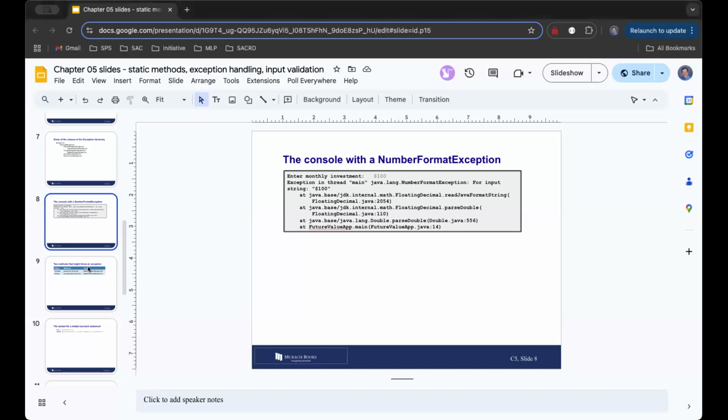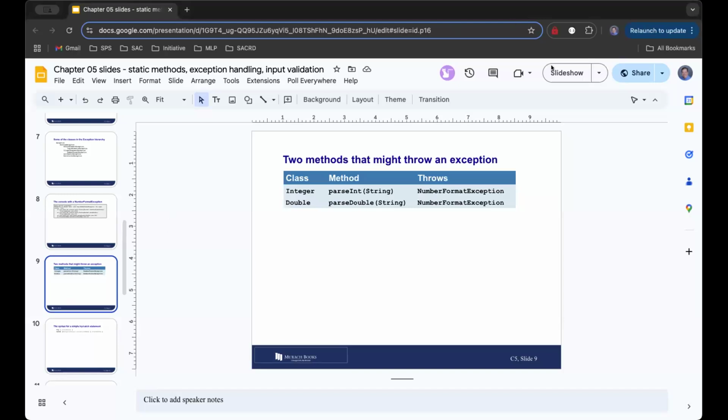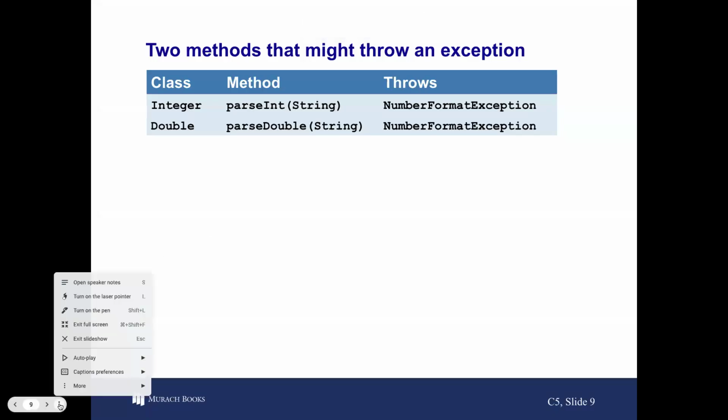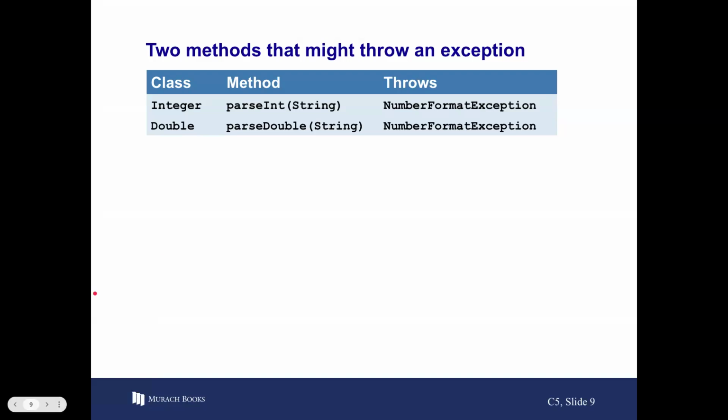So these are some methods that we're using frequently that might throw an exception. So parseInt and parseDouble, that's what we're going to be using mostly. And the number format exception simply says, hey, this string value, I tried to parse it into an integer and it didn't work, so I throw a number format exception. So we want to be able to catch those and tell the user, hey, we asked you to do something, you didn't enter it, try again.